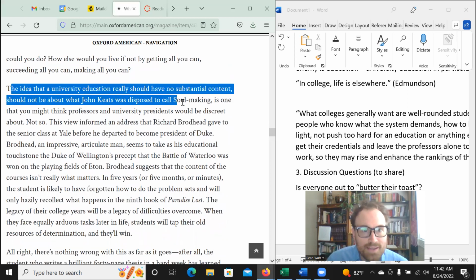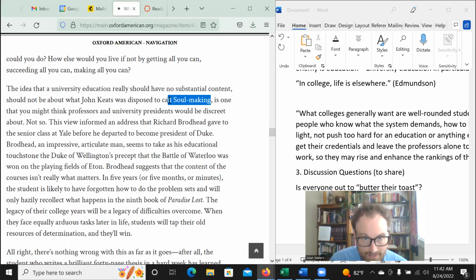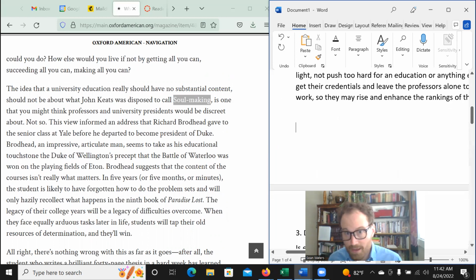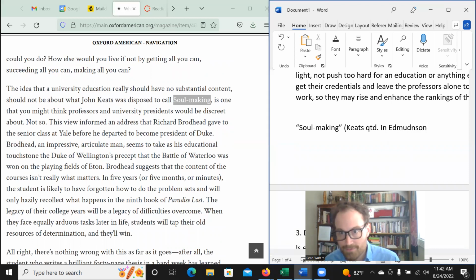The idea that university education really should have no substantial content should not be about what John Keats was disposed to call soul making. Interesting. And now I'm definitely probably going to go back and start. This is Keats, quoted in Edmundson. A trick on how to quote someone that someone quotes.